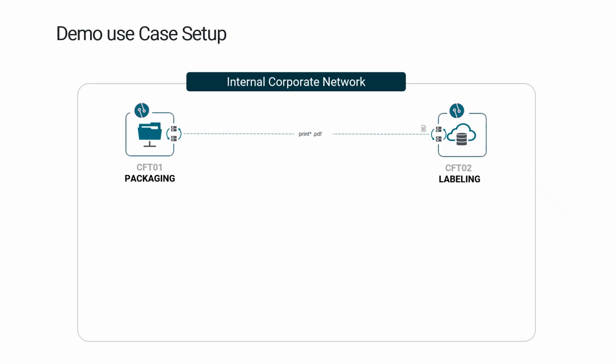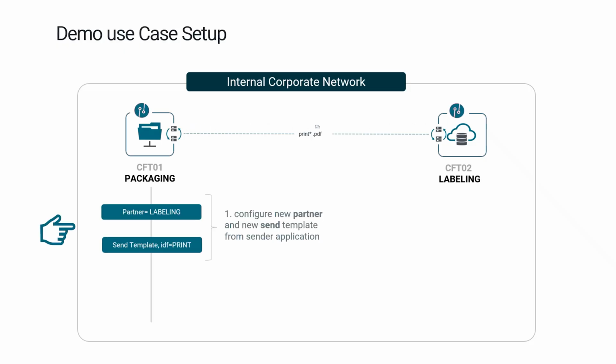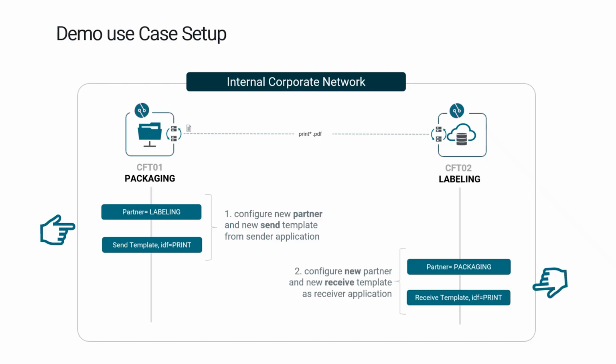For the presented use case, the packaging system acts as a sender and is configured with a partner profile and a send template that defines the file identifiers and other metadata of outgoing files. The labeling system acts as the receiver and is configured with its own partner profile and a receive template to accept and process the incoming files.